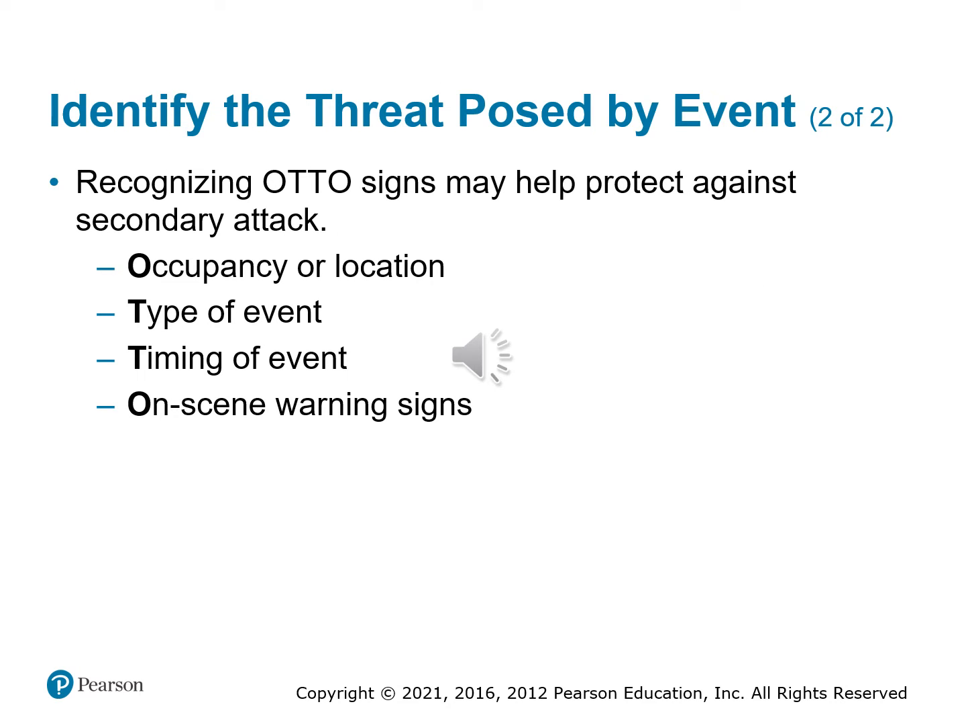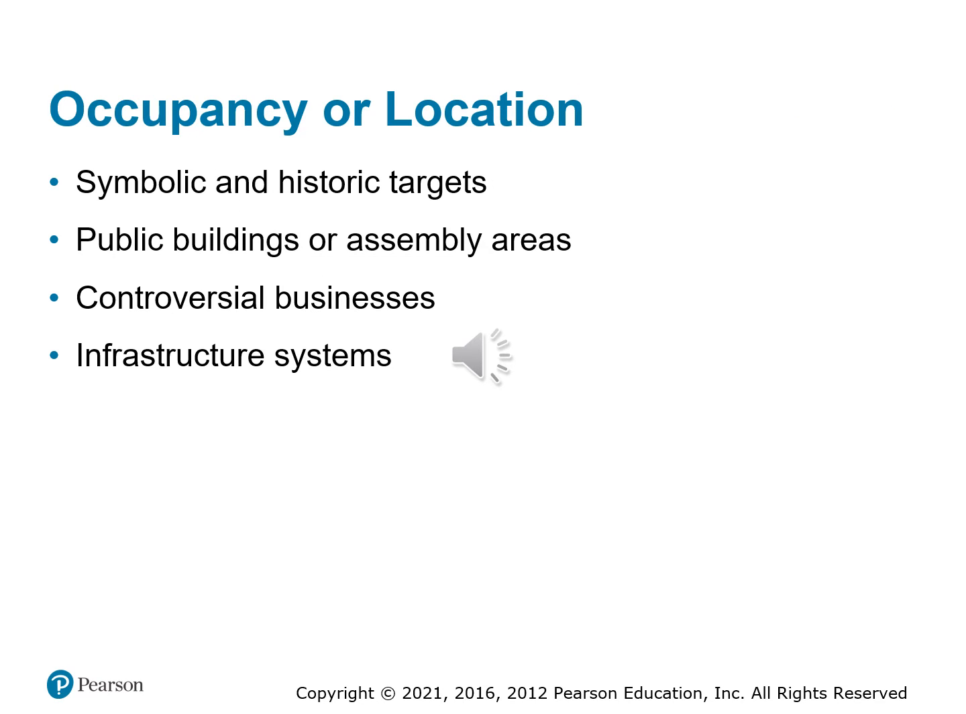Another acronym to put in the back of your head here is OTTO, and this is going to help you recognize and protect against the secondary attack. So OTTO stands for occupancy or location, type of event, timing of event, and on-scene warning signs. So the next handful of slides here will walk you through what this is. So the first one is occupancy or location. If you get called to one of these types of areas, just keep it in the back of your head the potential of it being a terrorist attack.